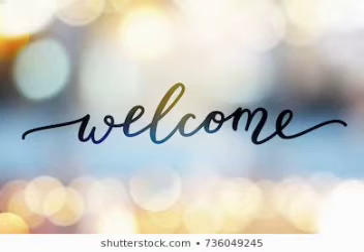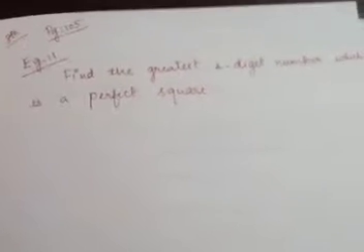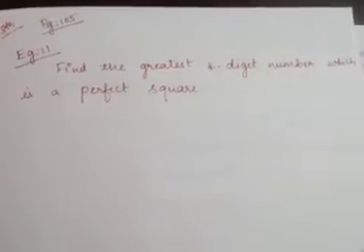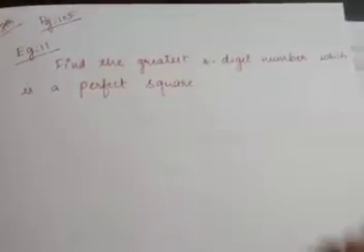Today's class, we are going to continue the example problems from the square root finding using the division method. Yes, you can take example number 11 on page number 105. Okay, so we can continue from that example. Hope you all have taken example number 11. Find the greatest 4-digit number which is a perfect square.